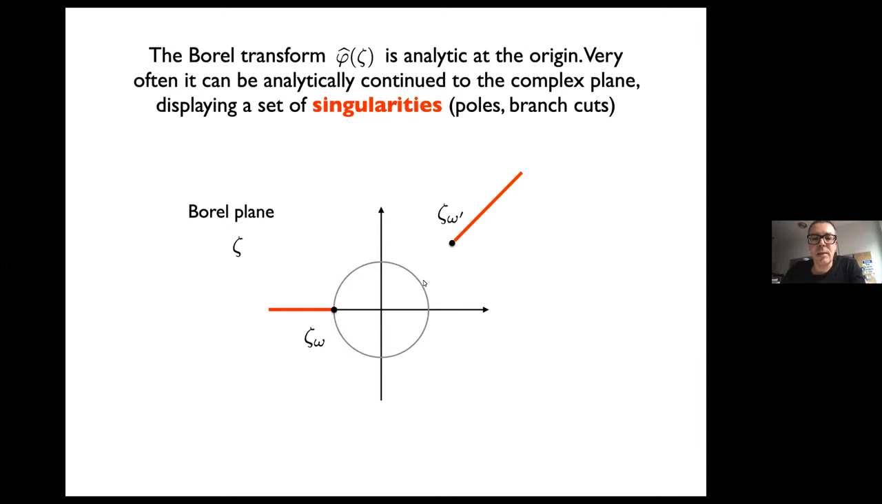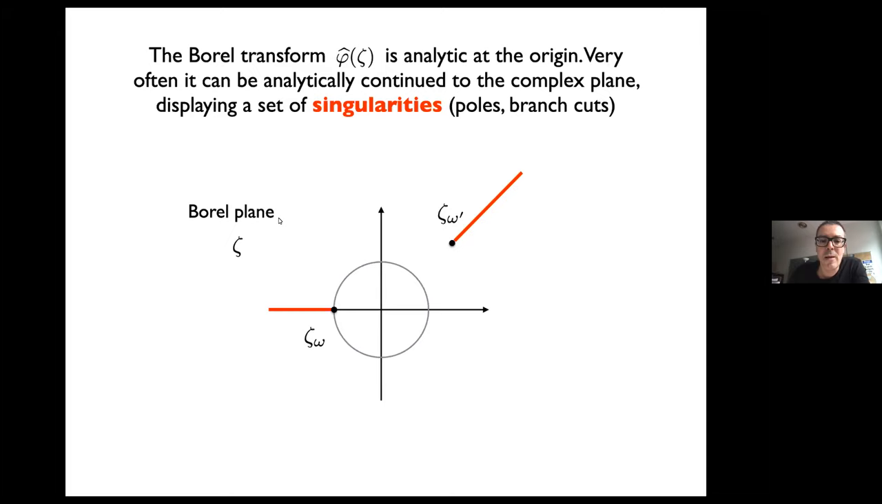And then when you analytically continue to the full complex plane, you will find a very rich structure of singularities, which can be of all kinds. You can have poles, you can have branch cuts, it can be logarithmic, or it can be exponential branch cuts, and so on. And I will refer to this plane of this auxiliary variable zeta as the Borel plane. And in this Borel plane, there will be a rich structure of singularities defined by this analytic continuation of the Borel transform.